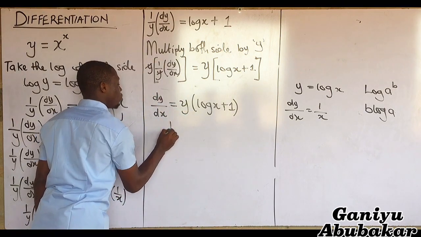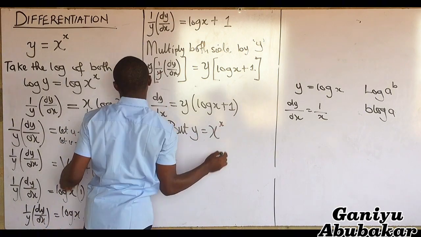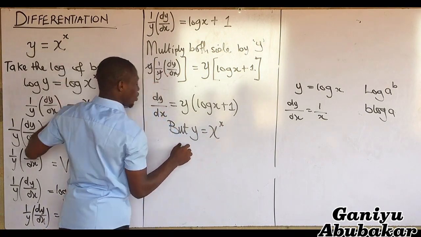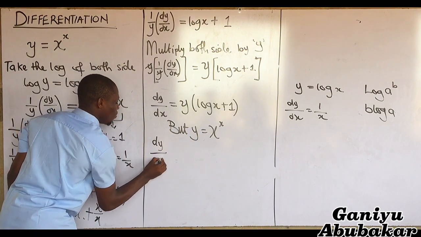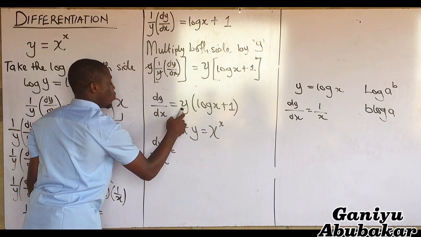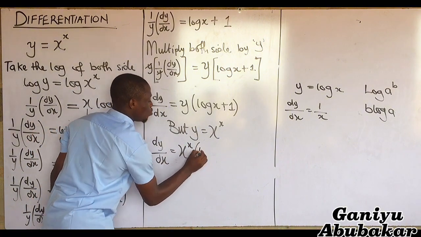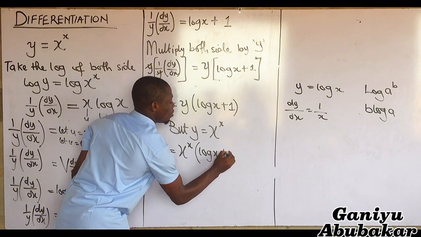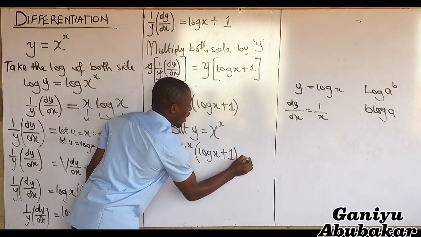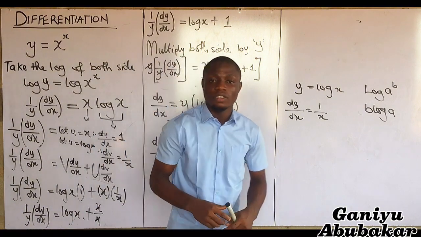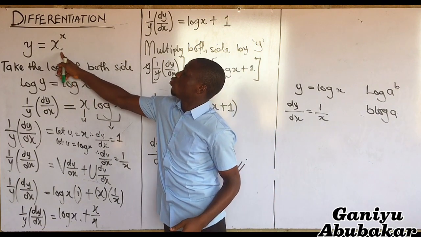At this point here, we just said that y was equal to x to power x from the question here. So now where I see y, I'll put x to power x. It means that dy over dx is equal to x to power x into log x plus 1. This is my answer. So this is the value I have after finding dy over dx for this question here.